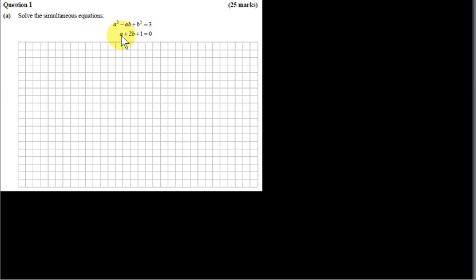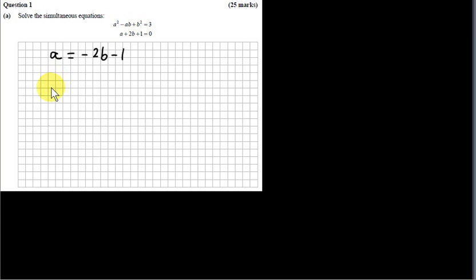To solve these, we substitute the linear equation into the non-linear equation. So we make either a or b the subject of the linear equation and plug in to the non-linear equation. Now the easiest thing to do is to make a the subject of the linear equation. If we do that, we get a equals minus 2b minus 1. We copy out the non-linear equation, replacing a with minus 2b minus 1.